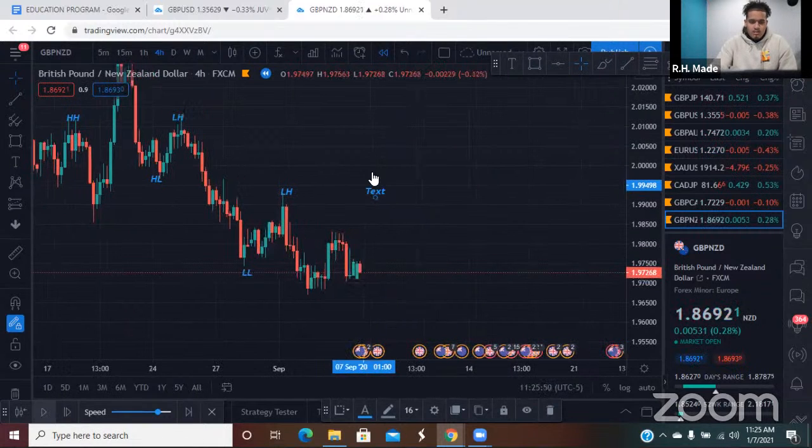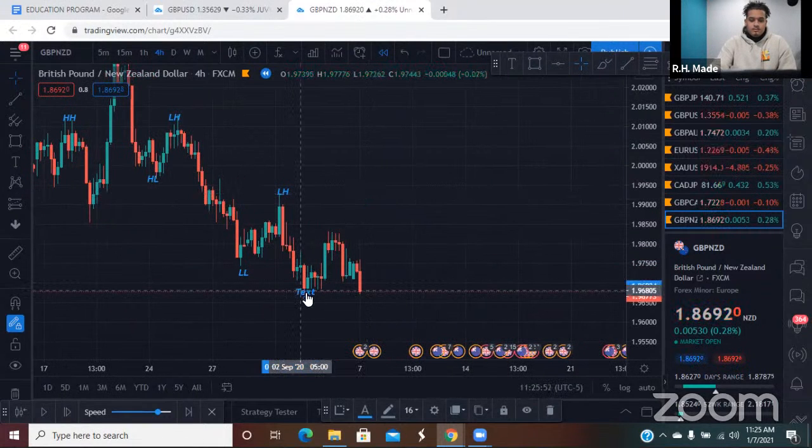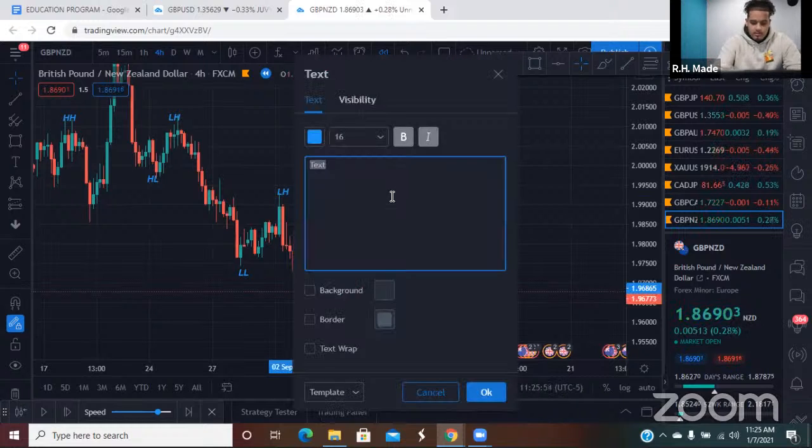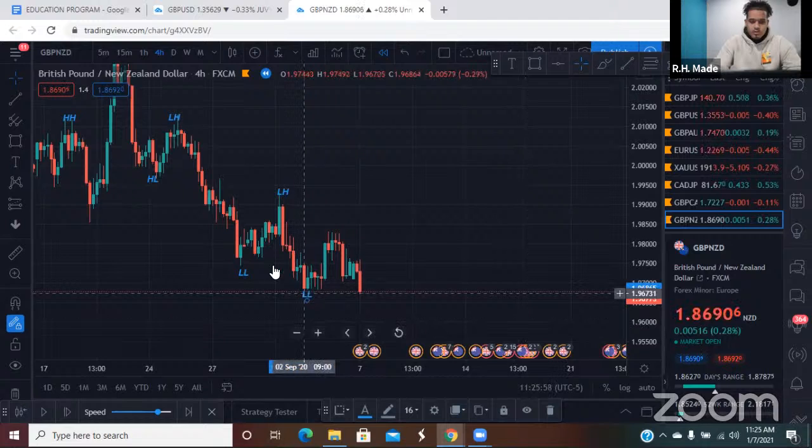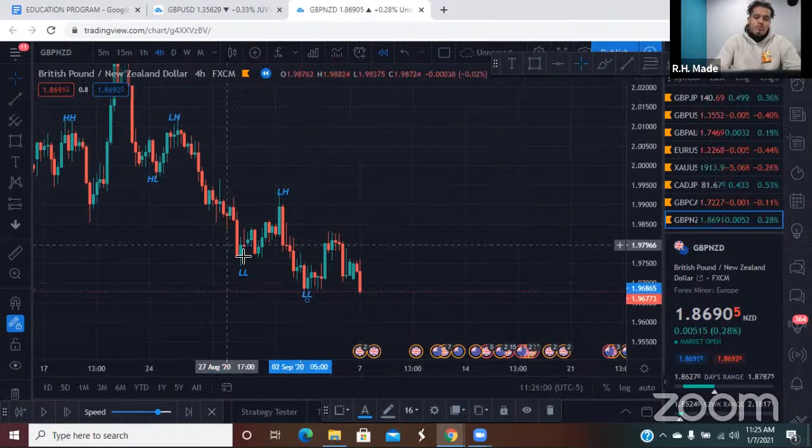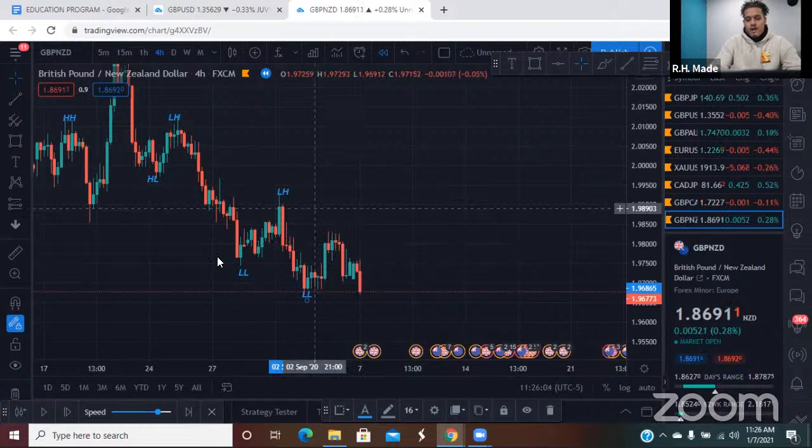Let's pause again. We have a market that created a new lower low point. As you see, this low point is clearly lower than our previous low point. And the market formed a new lower high.